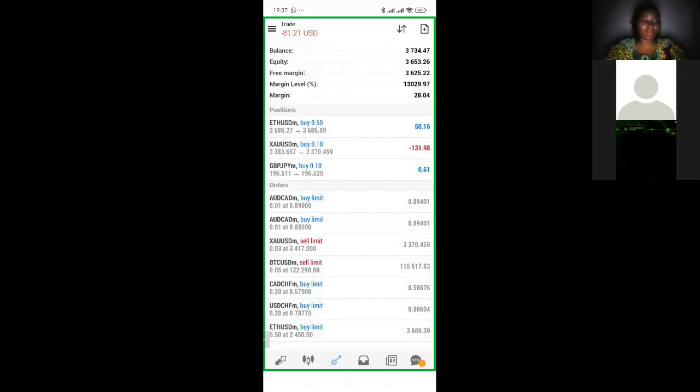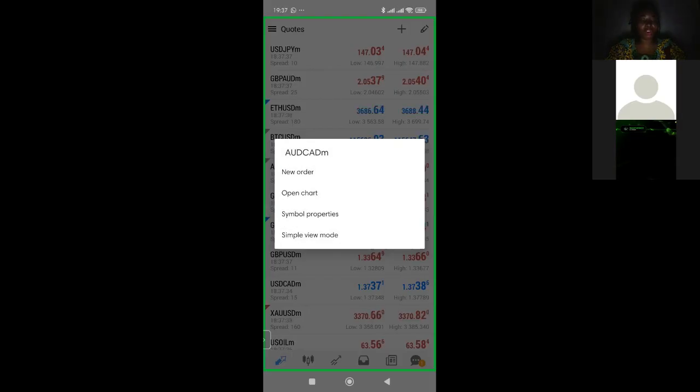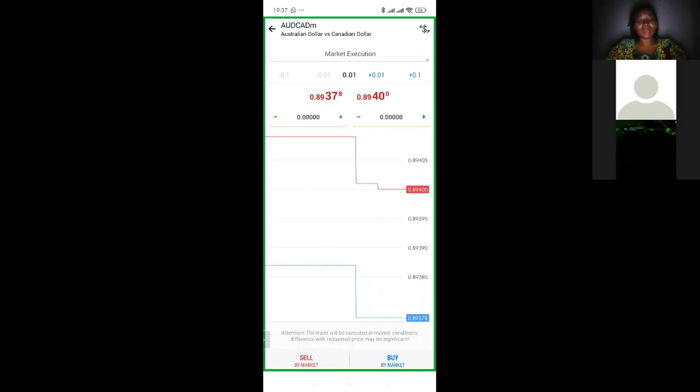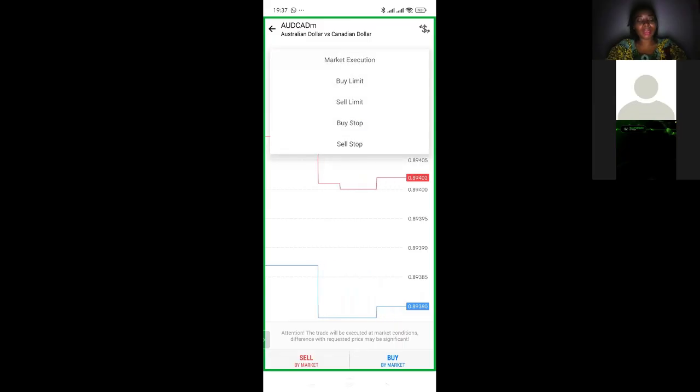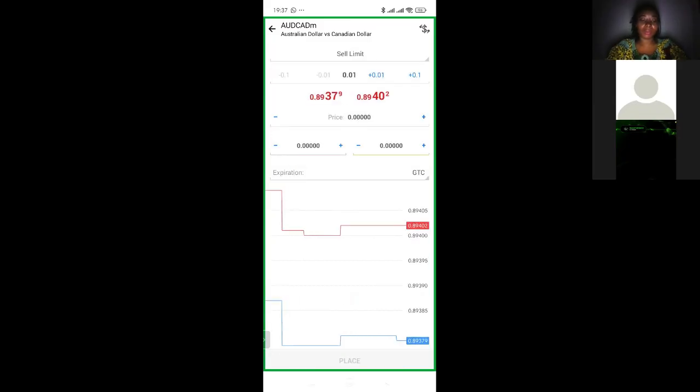Okay, this one it does not allow for MT4. I'll go back to quotes, click on new order, and then this time around we want to set a sell limit. We want to set a sell limit.